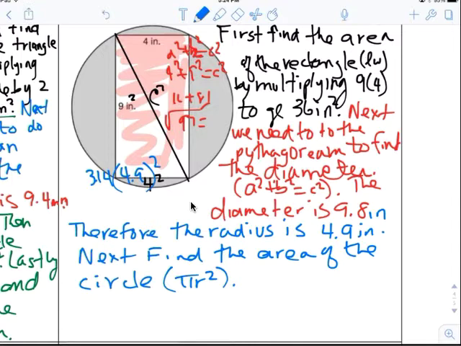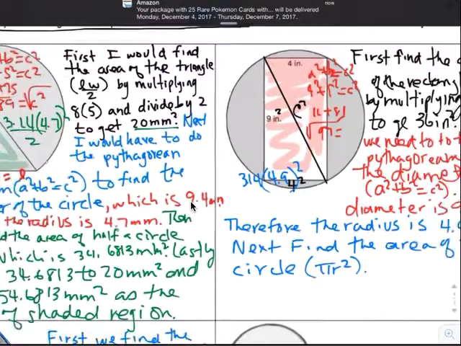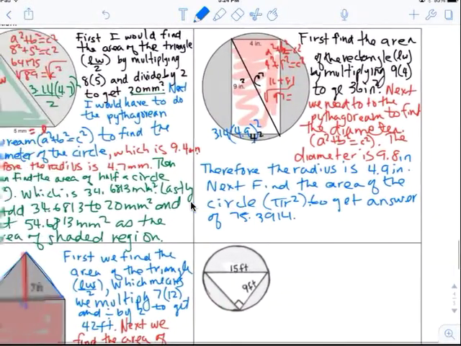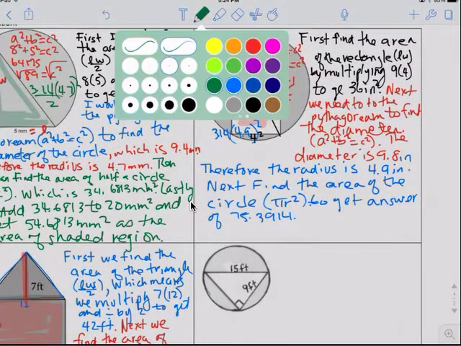3.14 times 3.14 times 4.9 squared, 75, to get the answer of 75.3914. Okay, then we subtract, right? Lastly, we subtract. We finish this.